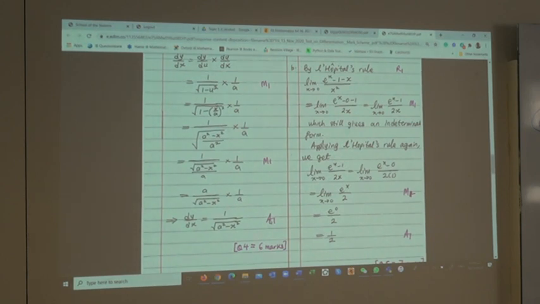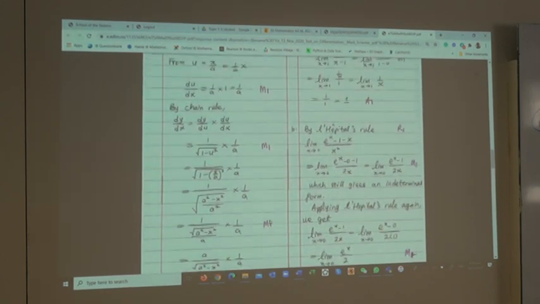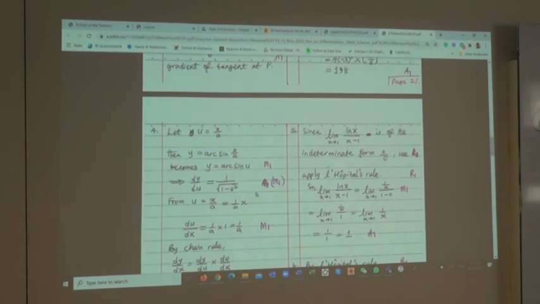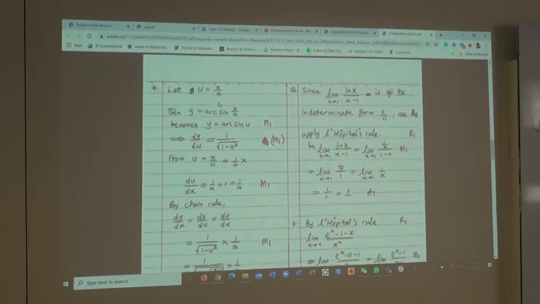Other people did different ways, and that's also allowed, okay? So you can have different ways of doing it. So somebody did: if arcsine is this, so sine y is equal to x over a, then cross multiply. That's also allowed. This is what I mean.